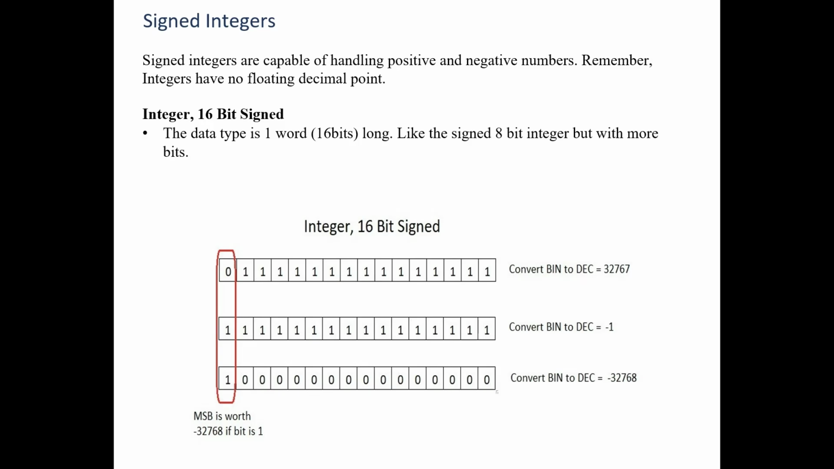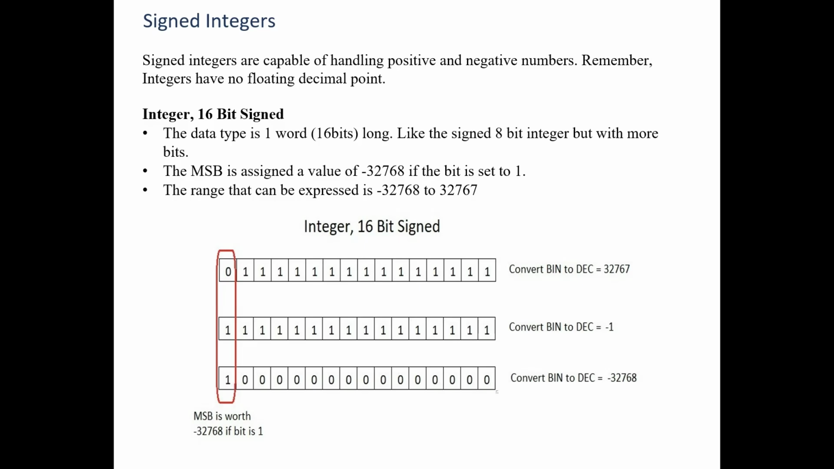This data type occupies 1 word. A word is 16 bits. With more bits, it can manage a wider range of numbers. The MSB is assigned a value of negative 32,768 if the bit is set to 1. So the range it can handle is negative 32,768 to 32,767.